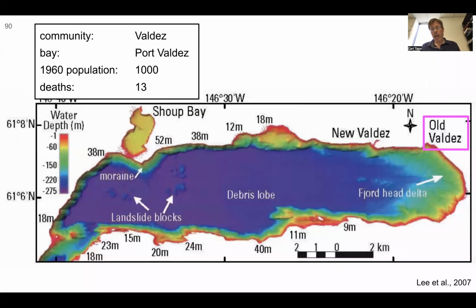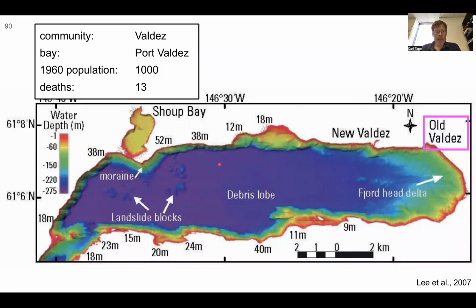I'll show the locator map, and then I'll show you the best information on the bathymetry, the detailed topography underwater in each of these bays. So the community is Valdez, the bay is Port Valdez. In 1960, population at the census was 1,000. 13 deaths from the 1964 earthquakes occurred here.